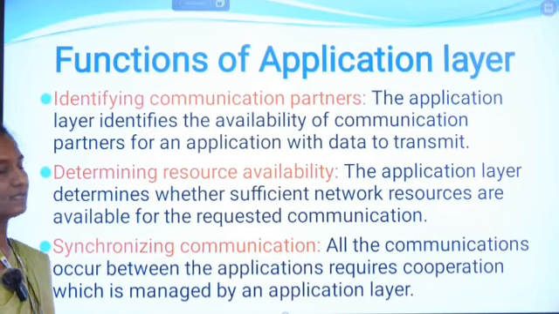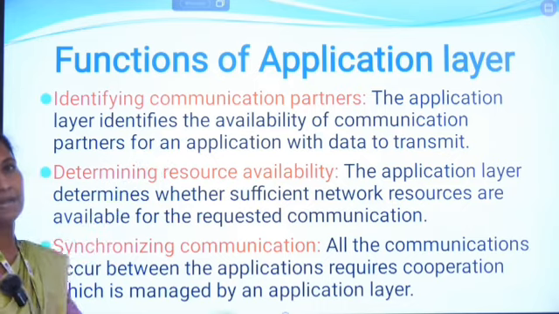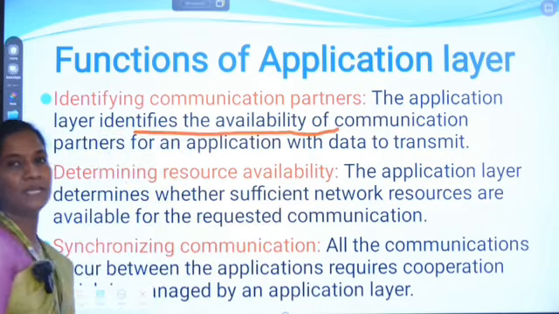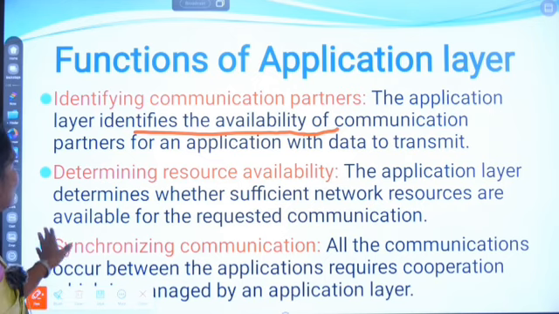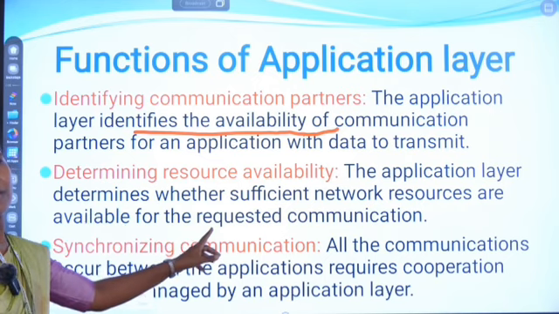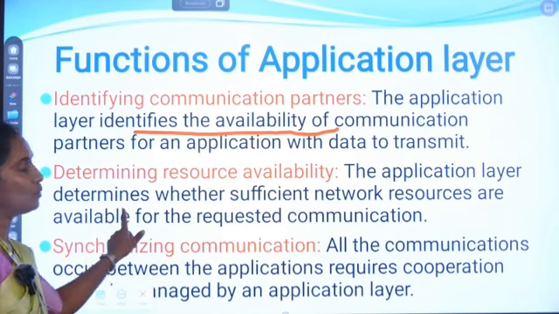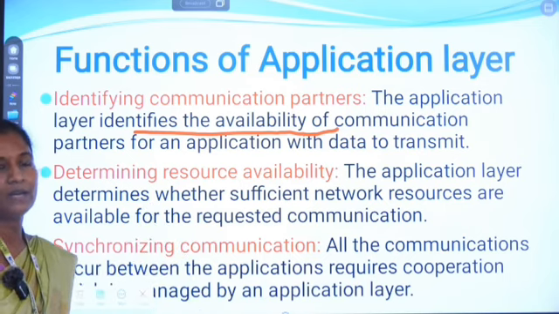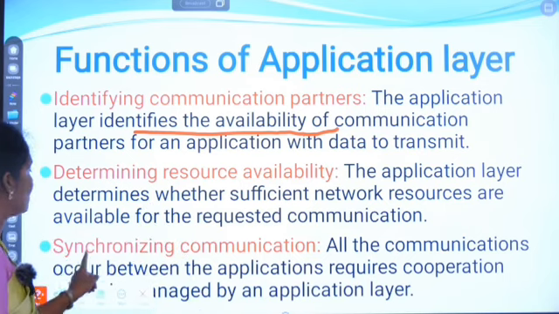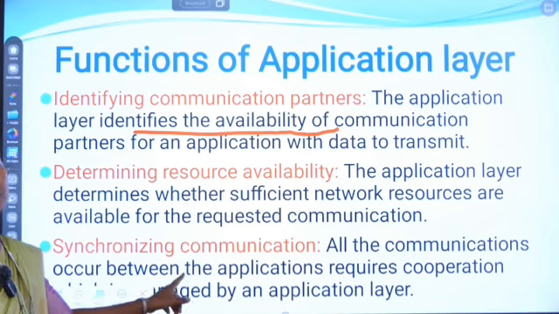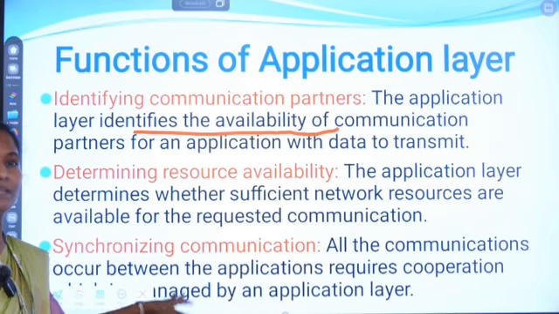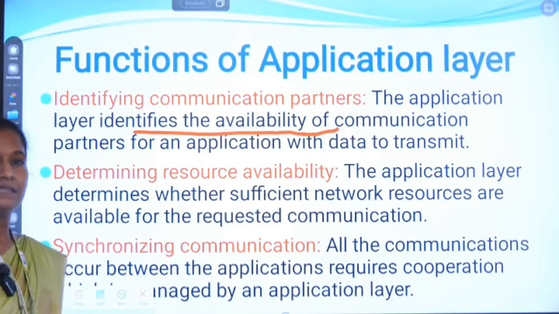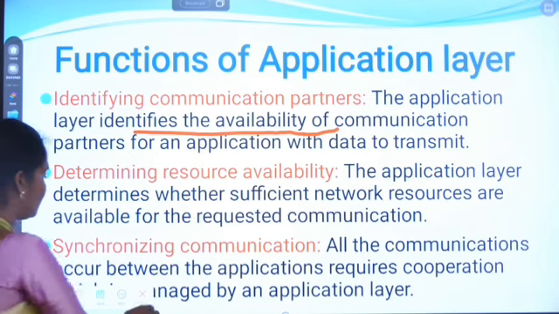The first function is identifying the communication partners. Here, we have to identify the availability of the communication partners. In the second one, determining the resource availability, we have to check whether sufficient network resources are available for communication. And the third one is synchronizing communication. In this, we have to check whether the communication partners are in a synchronized mode.